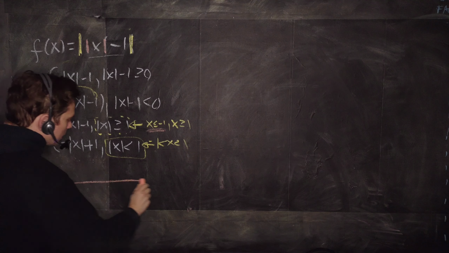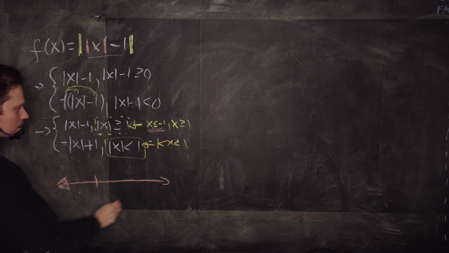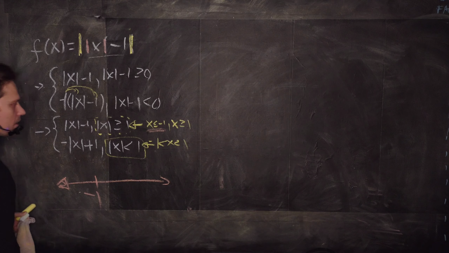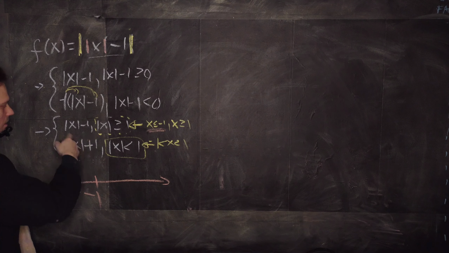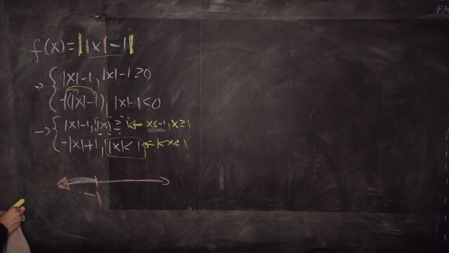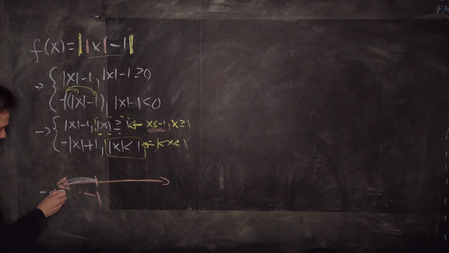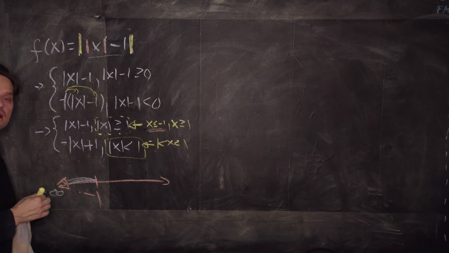So think of a number line. This is negative 1, our first value. And we want to study, in other words, decide what happens, what does the graph look like for these values of x right here, on the left. So this is negative infinity, of course. So let's do that.